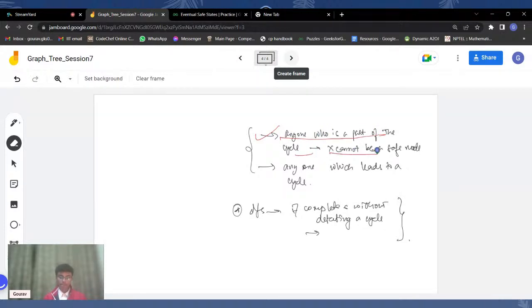The second point is, if any node is not a part of the cycle, but that node is basically leading to a cycle, in that case, that node also cannot be a safe node. Okay, let's see an example.